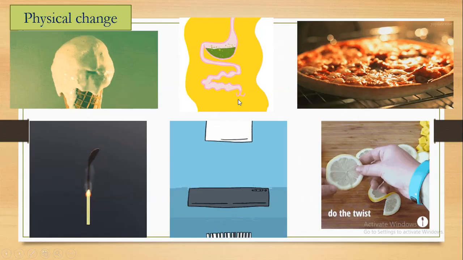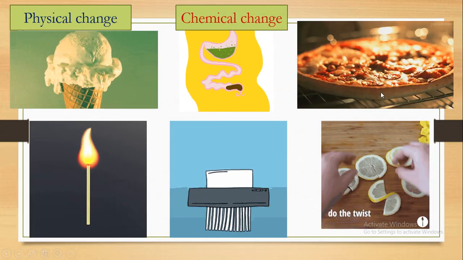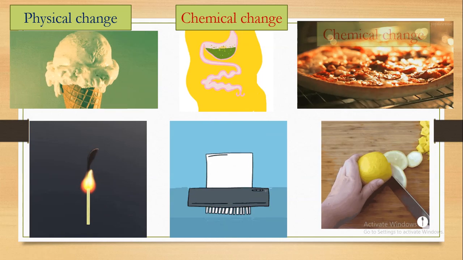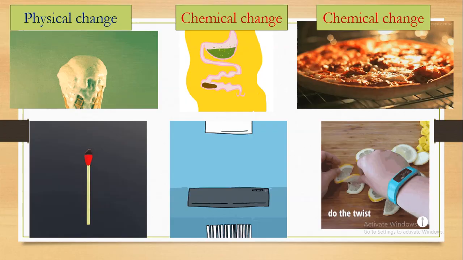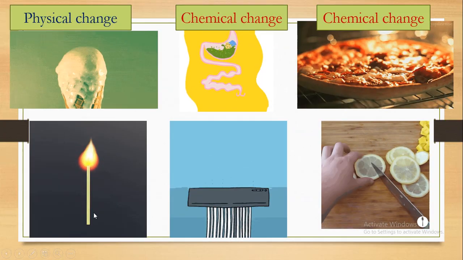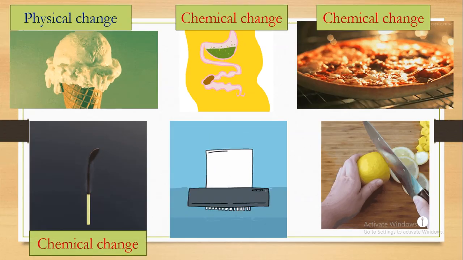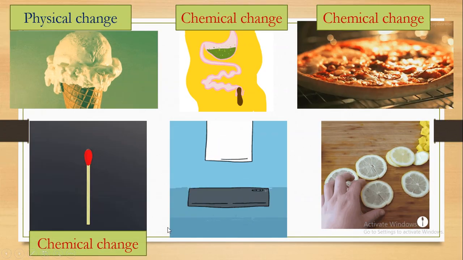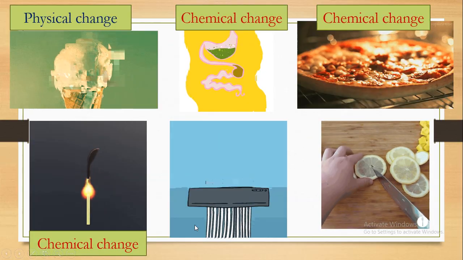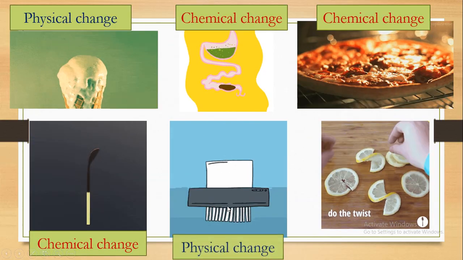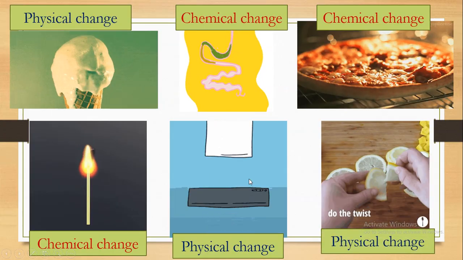Excellent. What about digesting food? It's a chemical change. Bravo. Baking pizza, chemical change. Anything that has to do with cooking is a chemical change. Anything that has to do with burning or combustion is a chemical change too. What about cutting, bending? These are physical changes. So cutting paper is a physical change. Cutting lemon is a physical change too.